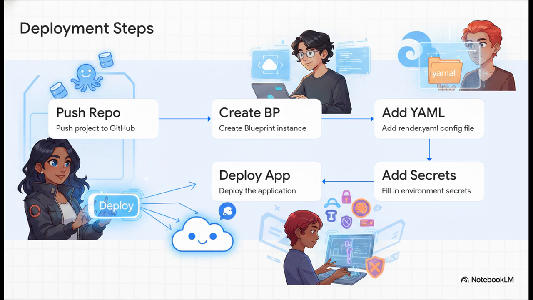Render will prompt you to securely paste in all those environment variables we discussed earlier, your Slack tokens, your OpenAI key. Remember, that .env file stays securely on your local computer. It never goes to GitHub, so you have to give Render those keys manually in the dashboard. And finally, step 5, hit deploy. Render syncs your code, provisions the server, and boom, suddenly your bot is live.